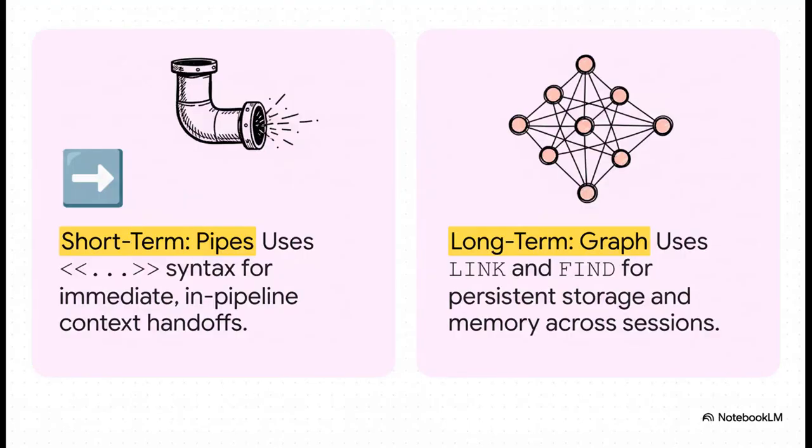So KickLang gives you two kinds of memory. For short-term stuff, we've got the pipes we've already seen. They're perfect for that immediate handoff of context inside a single pipeline run. But for long-term memory, KickLang uses something called a knowledge graph. You can think of it like a permanent brain for your AI, and it uses commands like link and find to access it. This is what lets a pipeline remember information across days, weeks, or even entirely different projects.